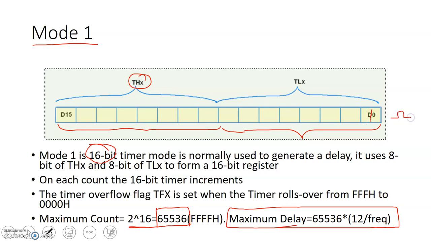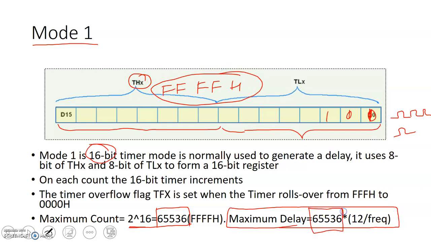When one pulse comes, then another pulse comes, it becomes 1 0. Then another pulse comes, it becomes 1 1. Another pulse comes, it becomes 1 0 0, and so on till all the bits are filled by 1, and finally it becomes FFFFH. So this is how we can get the maximum delay.